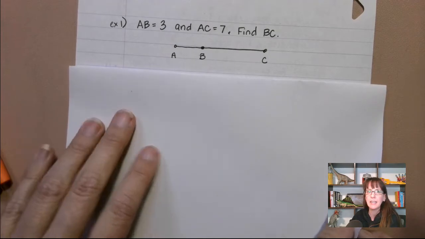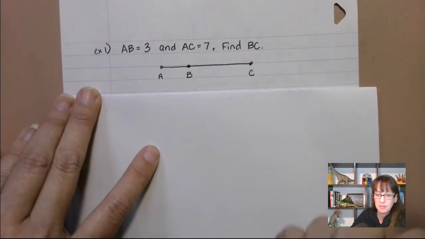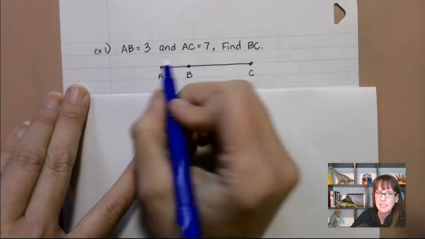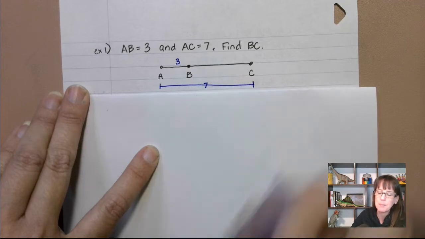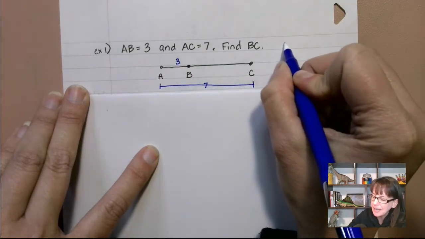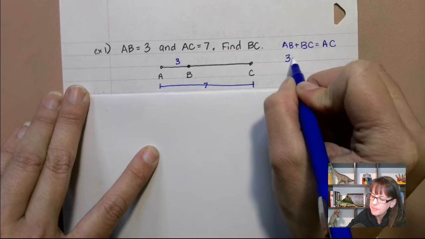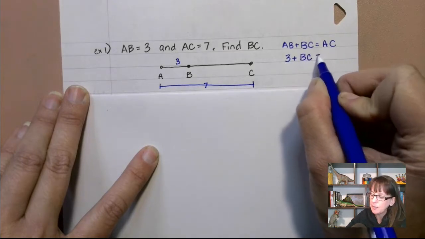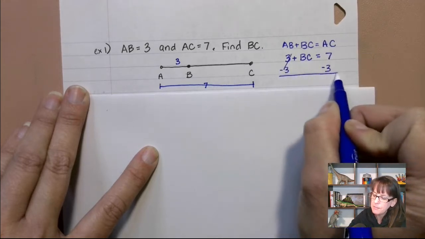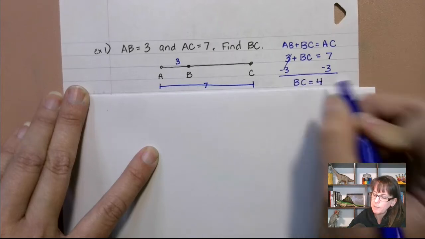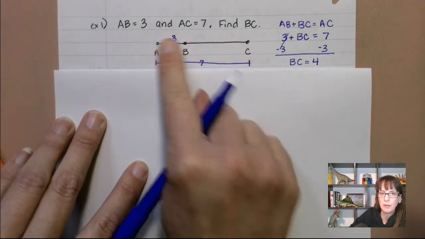Example number 1, we have AB equals 3 and AC equals 7. Find BC. There are two different ways you can do this. You could look at this and see AB is 3, and the whole AC is 7, so it's pretty obvious that BC is 4. But you could also say AB plus BC equals AC. We know AB is 3, we don't know what BC is, so we leave that, equals AC, which is 7. If I subtract 3 from both sides, I get BC by itself, so BC equals 4. That's just a different way of doing it as things become more challenging. But in the meantime, you can just sketch it out and look to see.